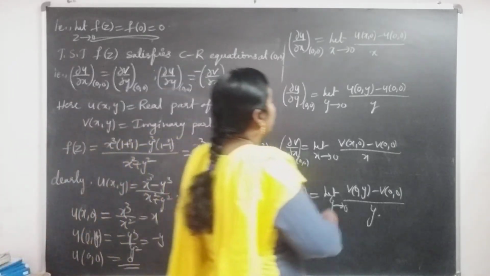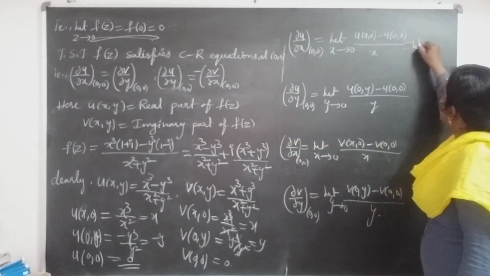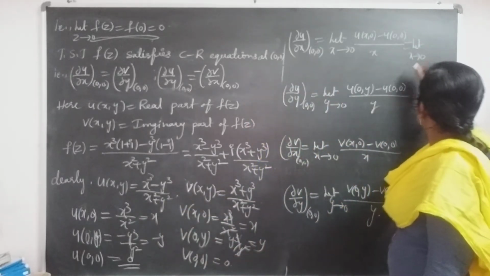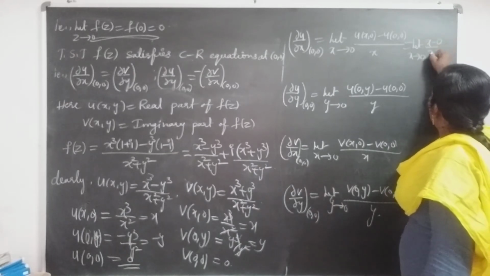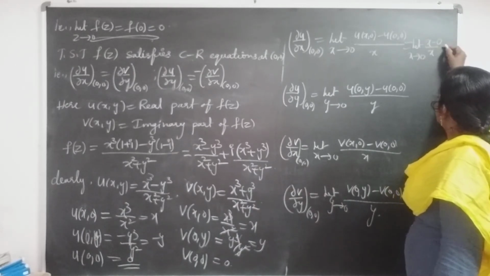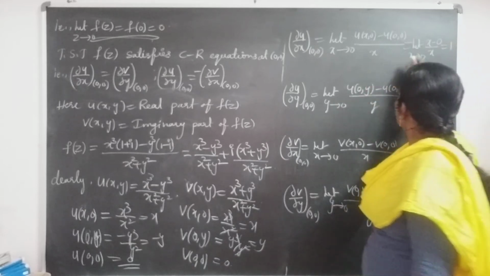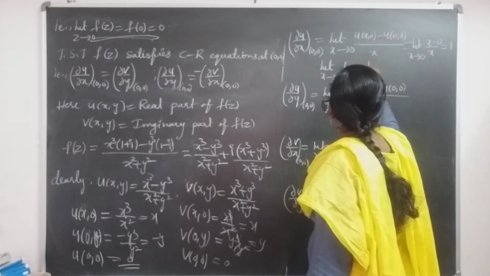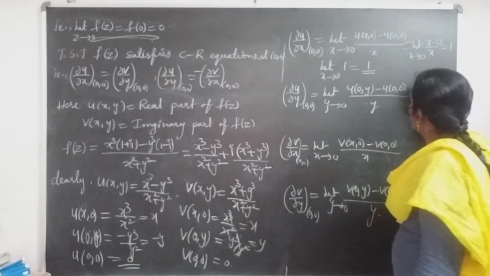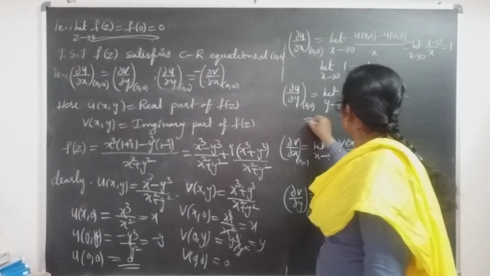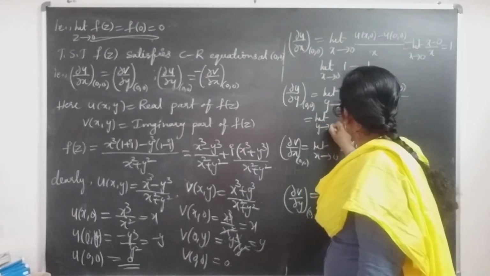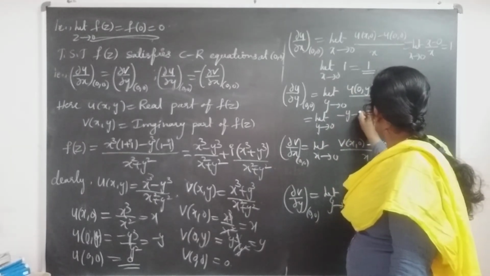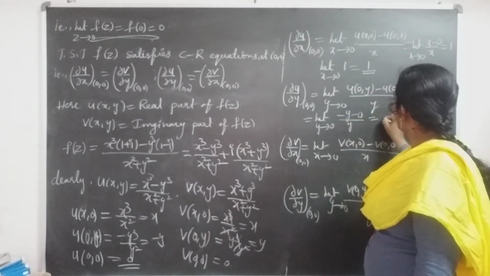Now taking the values, limit x tends to 0, u of x comma 0 is x, x minus 0 by x, x gets cancelled, it is equal to 1. That is limit x tends to 0, 1 is equal to 1. Okay, here limit y tends to 0, u of 0 comma y is minus y, minus 0 by y, it is equal to minus 1.